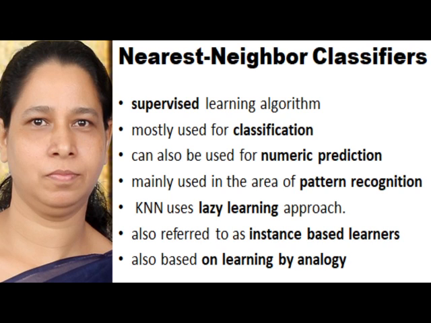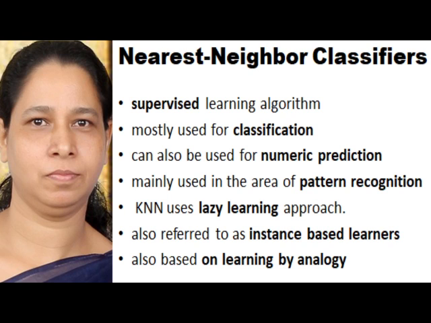Now we will discuss the general features of k nearest neighbor classifier. KNN is one of the simplest supervised learning algorithms. This is mostly used for classification. This algorithm can also be used for numeric prediction. It is mainly used in the area of pattern recognition.